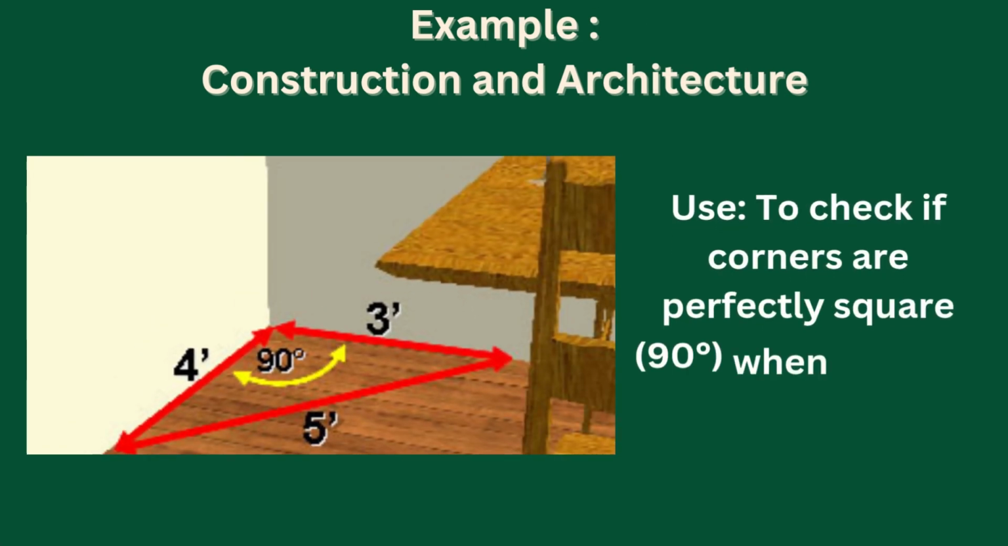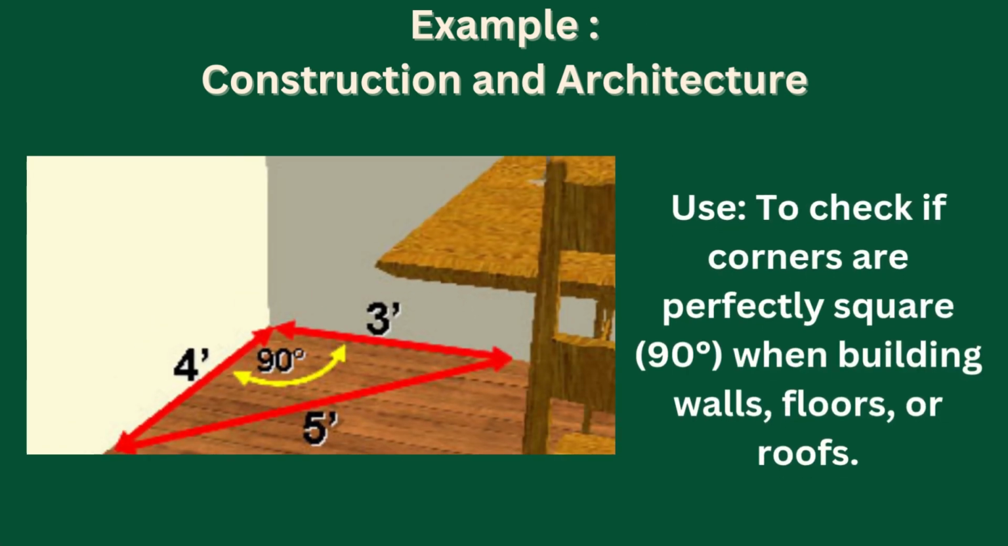Construction and architecture: use it to check if corners are perfectly square, 90 degrees, when building walls, floors, or roofs. Example: a builder wants to make sure a room corner is a right angle. They measure 3 meters on one wall, 4 meters on the adjacent wall. They check the diagonal between those points. If it measures 5 meters, the triangle is 3, 4, 5, and the corner is a right angle.